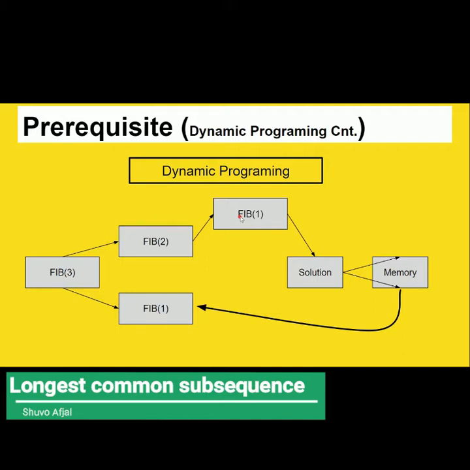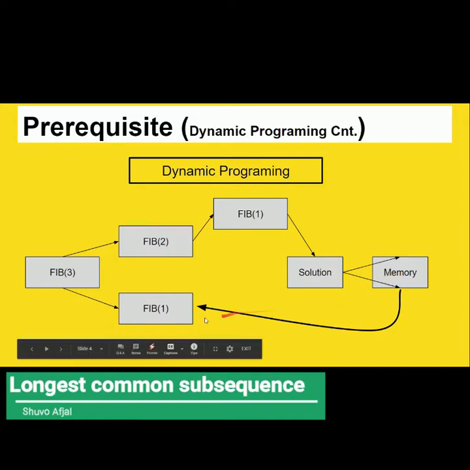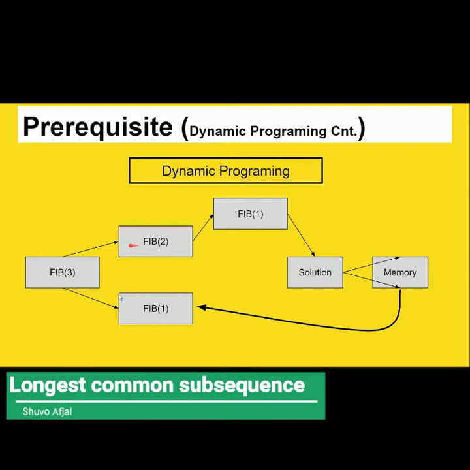So how can I minimize it? We solve Fibonacci number 1 and store it in memory. We solve Fibonacci number 2 and store it in memory. When we solve Fibonacci number 3, we call the Fibonacci number 2 result from memory and the Fibonacci number 1 result from memory, and we can solve Fibonacci number 3. This is the process of dynamic programming.